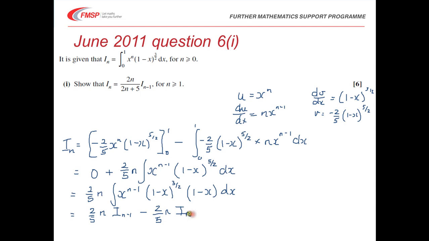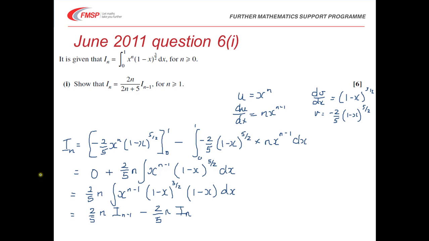So just check that you can see that just literally by multiplying out the bracket you'll have one lot of I_(n-1) minus x lots of x^(n-1), which gives us x^n, so that's going to be I_n. And in both cases we have a 2/5.